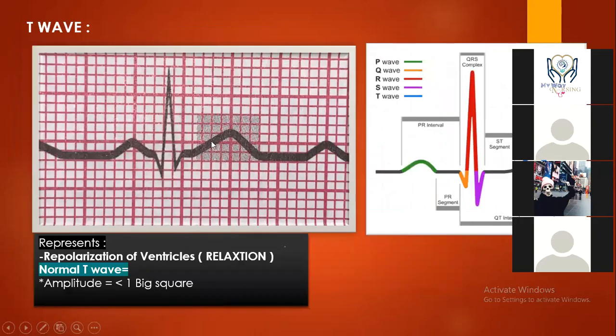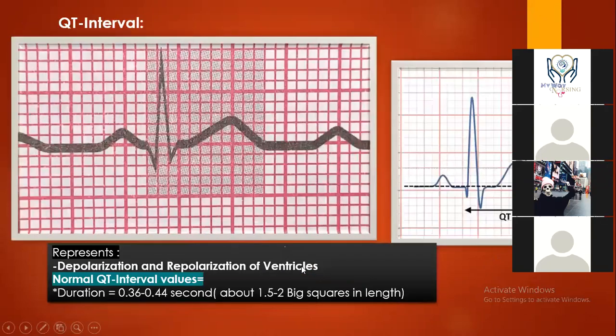T wave represents repolarization of the ventricle, or relaxation of the ventricles. A normal T wave is one big square in amplitude and duration. So one big square is considered normal for the T wave. More or less than that is abnormal. Here we can see it. This is the T wave. This is the ST segment, okay?